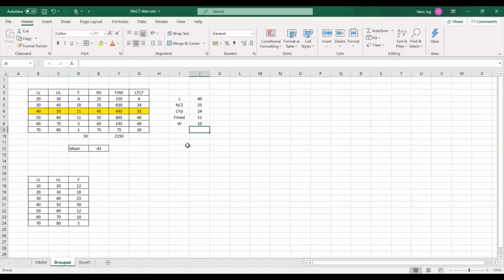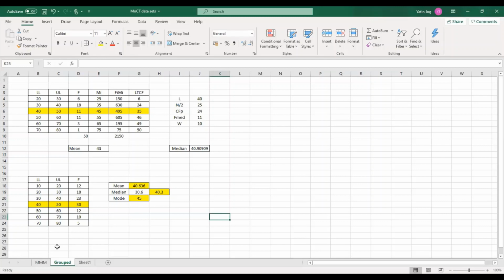Once you have all these things, you can easily calculate the median by substituting all these values. It is equal to L plus N by 2 minus CFP, divided by Fmed, into width, where L is my 40, and you will get 40.909, which is the median value. So this is how you can calculate the median of grouped data.